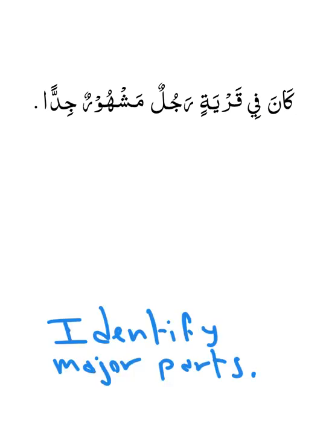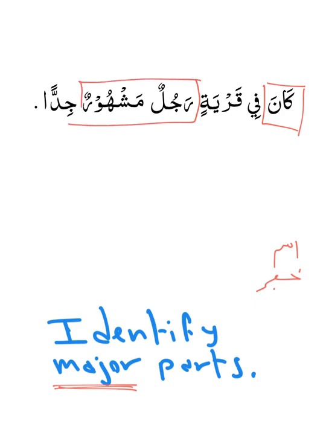Now we come to step 4, which is to identify the major parts of the sentence. As mentioned already, kana requires two things, an ism and a khabar. The ism is in the nominative case. Now there's only one thing here which is in the nominative case, and that is rajulun mashhur. So this is the ism of kana.